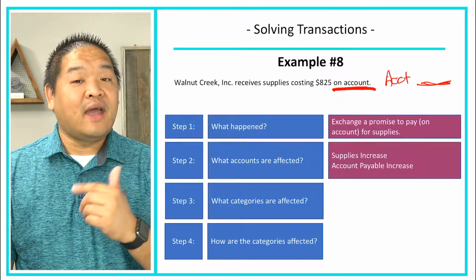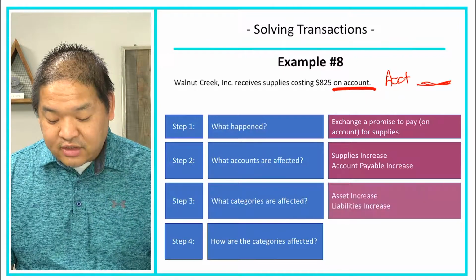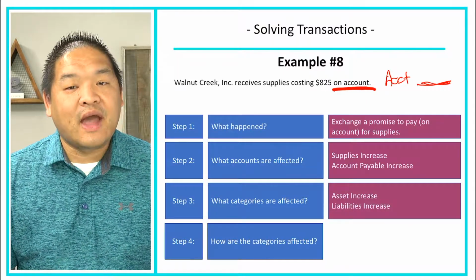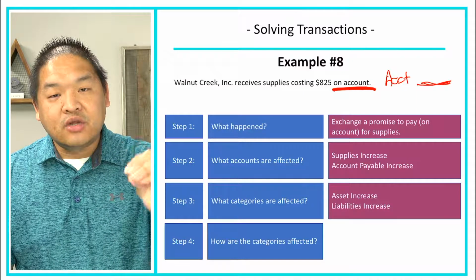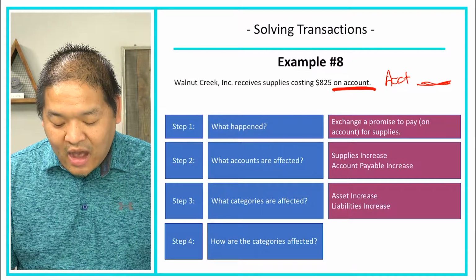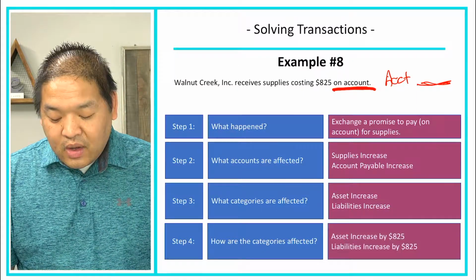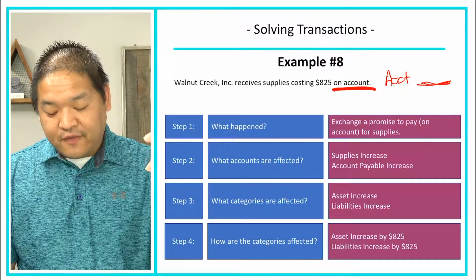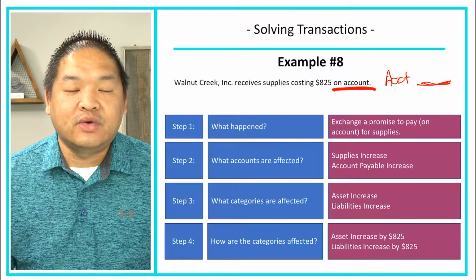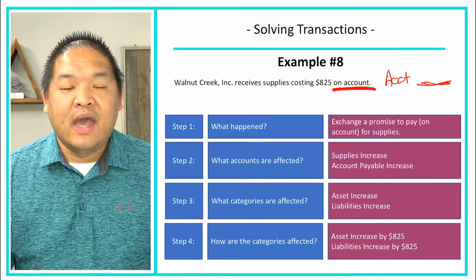Accounts payable is a liability. So what categories are affected? Asset increases, liability also increases as well. All right, how are the categories affected? Well, the asset's going to increase by 825, which also means the liability is going to increase by 825 as well.